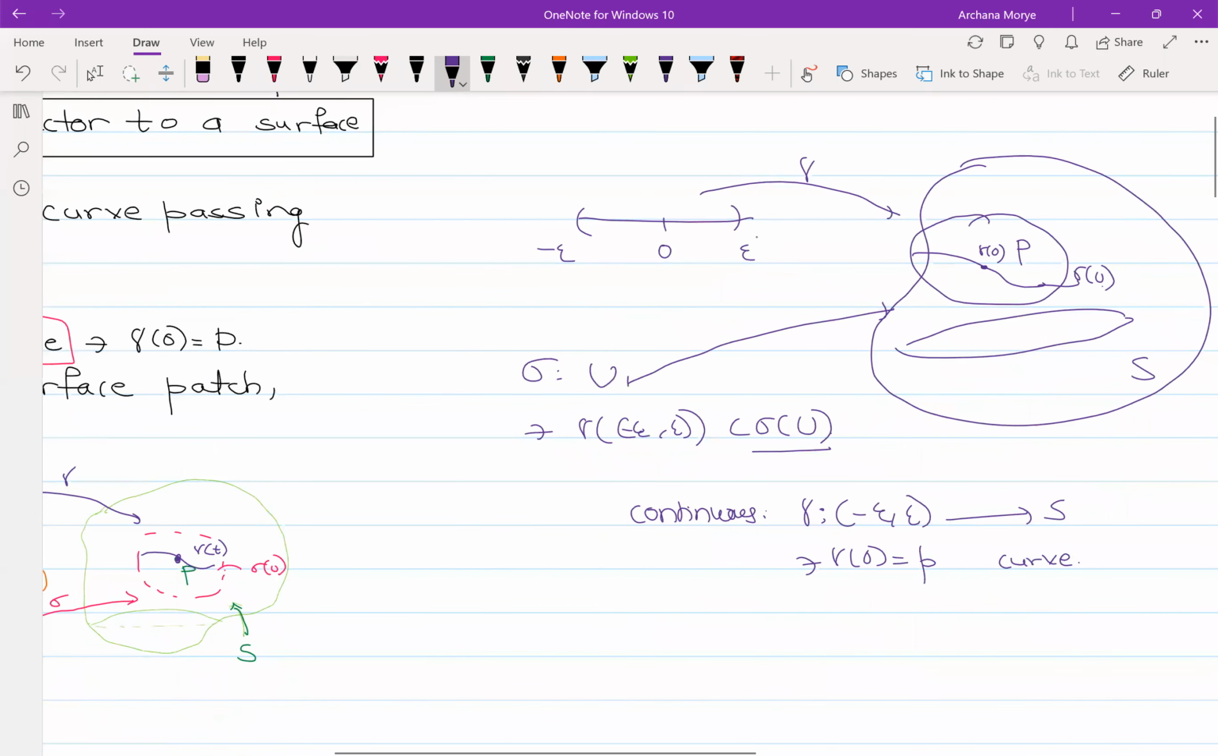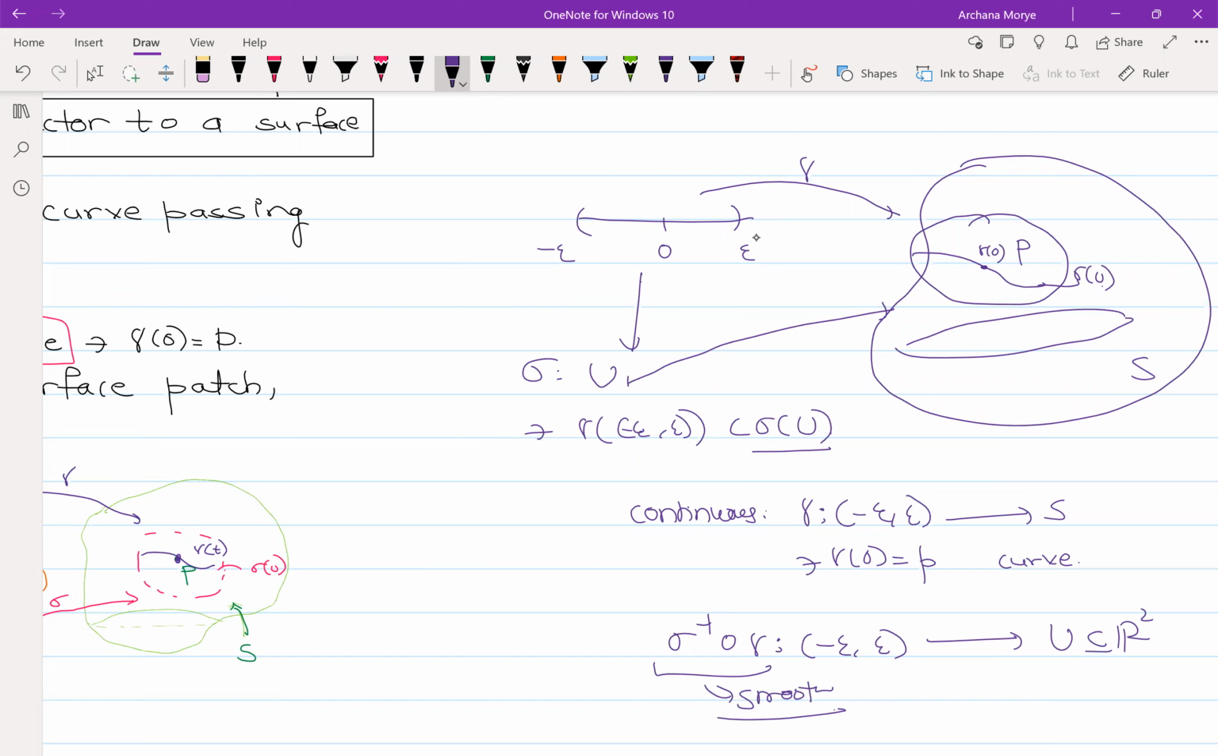Now the surface patch is given to me, and gamma is given to me. Since sigma inverse is there, I can take sigma inverse composed with gamma. This is a map from minus epsilon to epsilon into U, which is contained inside R2. Can I say that this should be smooth?